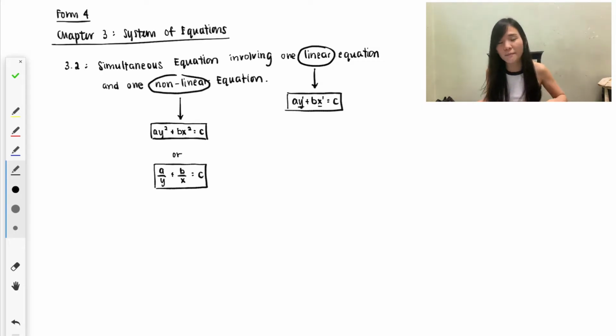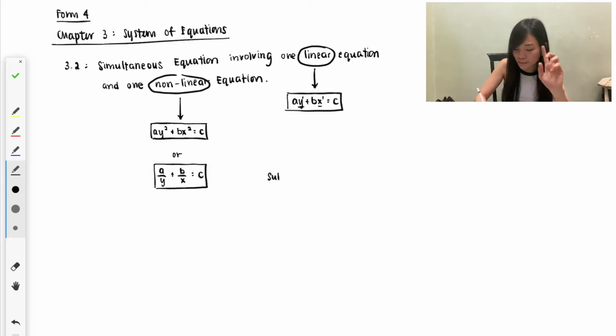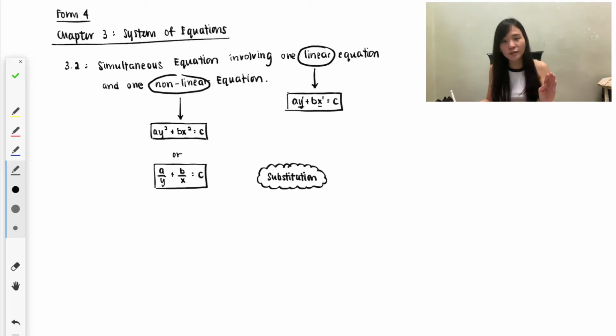For you guys to do that, please remember this basic rule. Later on you will realize that with one linear and one non-linear, we are always using substitution. We're not using elimination when we have one linear and one non-linear. We're definitely using substitution. Substitution means you will have equation 1, equation 2, and then you will sub 1 into 2. But before I start that, I'm going to talk about my rules, okay?